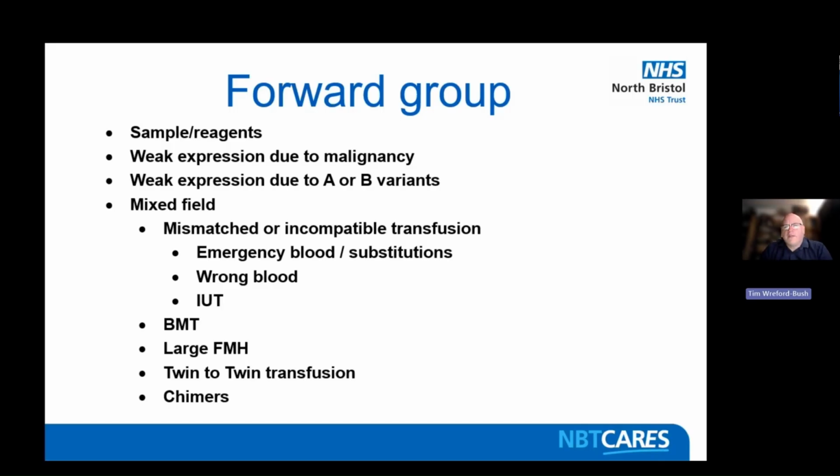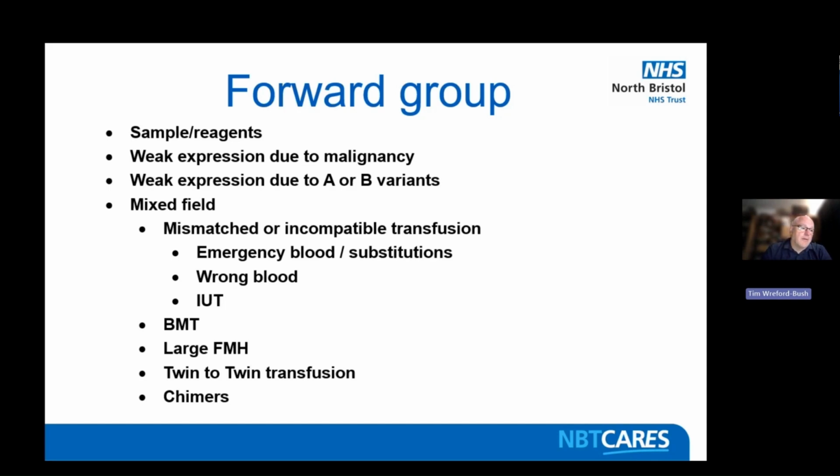One of the most common things we're most likely to see is going to be mixed field. Mixed field is when you see a dual population, you can see sub-agglutination, you see free cells as well. In the card, you've got top and bottom, and it's nice and easy to see in that. So usually it's from mismatched or incompatible transfusions. So that can be emergency blood or substitutions.